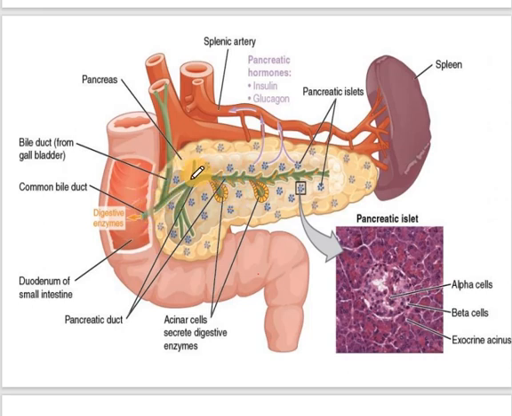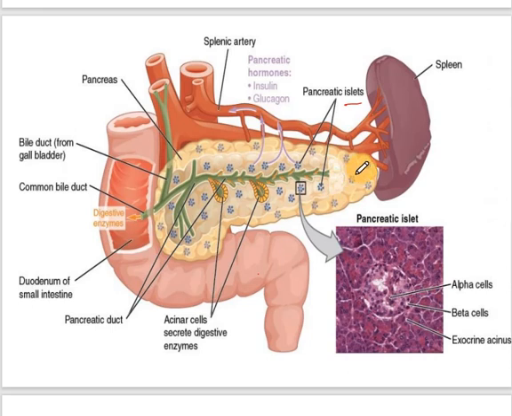The pancreas produces pancreatic lipase and amylase for the breakdown of lipids into fatty acids, and also the breakdown of carbohydrates into glucose. So the pancreas produces pancreatic juice, and that juice contains multiple enzymes that function to break down carbohydrates into their simpler units. Additionally, it contains what we call islets.